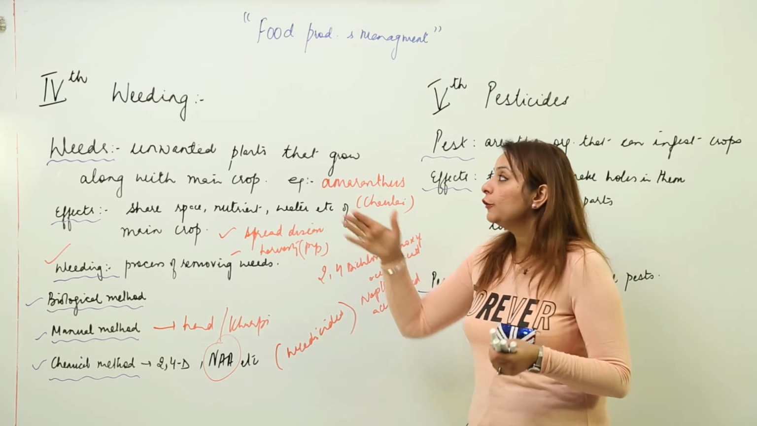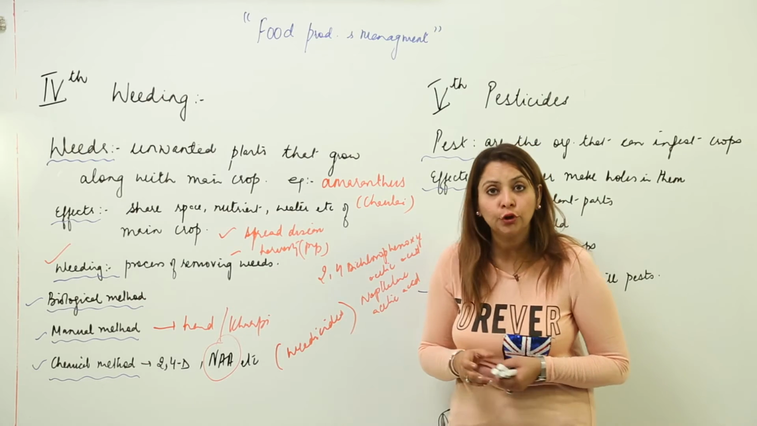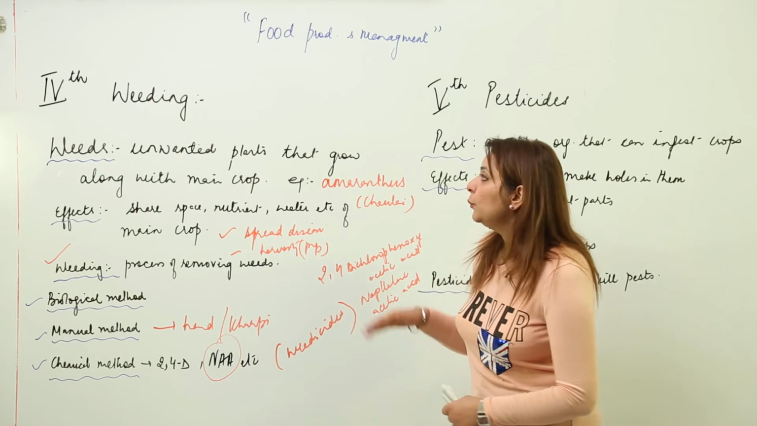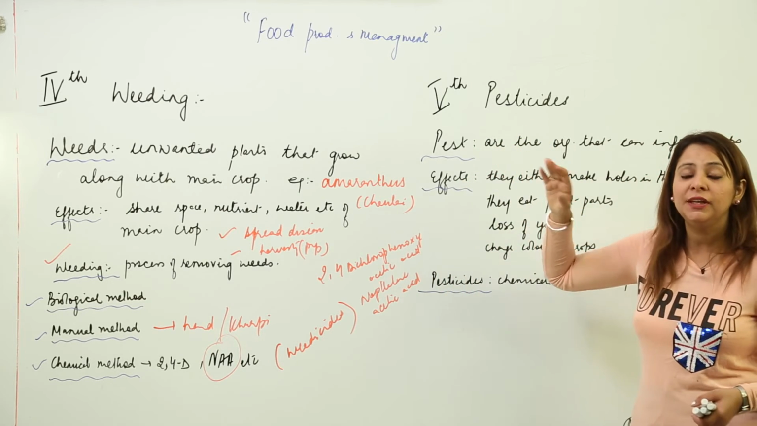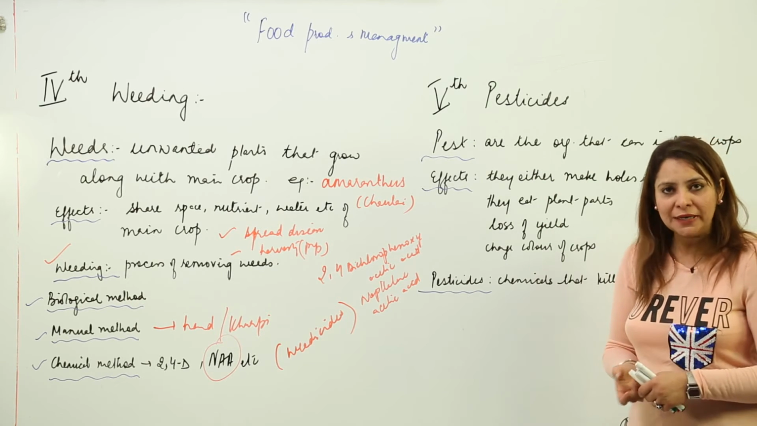So that means the fourth step is weeding, which is very important, because weeds may destroy your crops and ruin all the efforts that you have put in till now. So moving on to the next step, we have the fifth step, that is the pesticides. That means we need to remove pests and we need to supply the crop with pesticides.